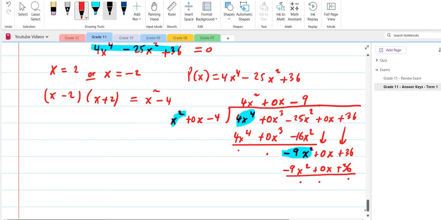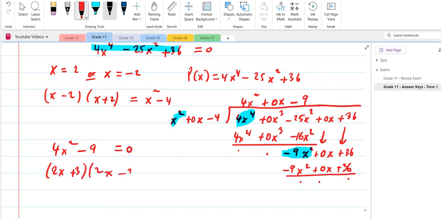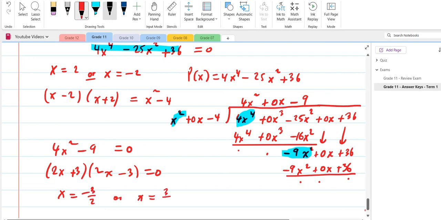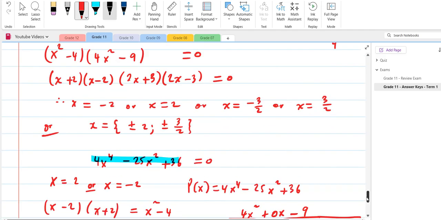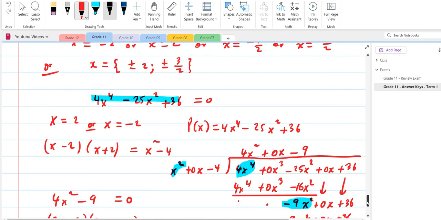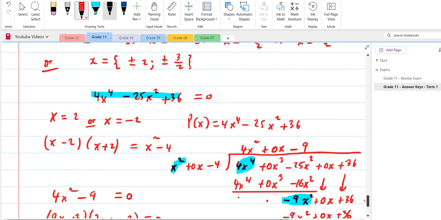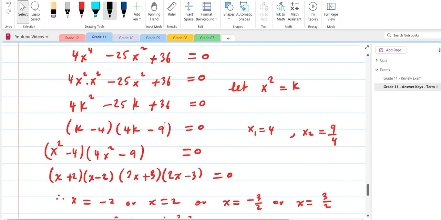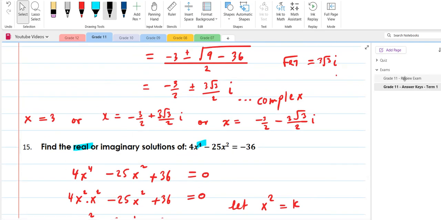Now, what's my quotient? We are left with 4x squared minus 9. So 4x squared minus 9 is equal to 0. We factorize this and get 2x plus 3 into 2x minus 3 is equal to 0. So x is equal to negative 3 over 2 or x is equal to 3 over 2. So we have all 4 possible roots, all 4 possible solutions. Actually, we need 4 solutions, so we managed to get all 4. Next question, question number 16.